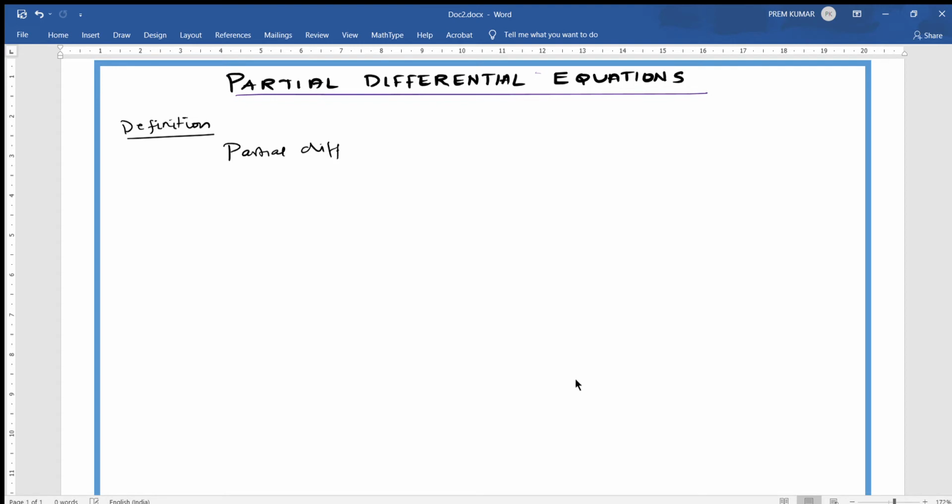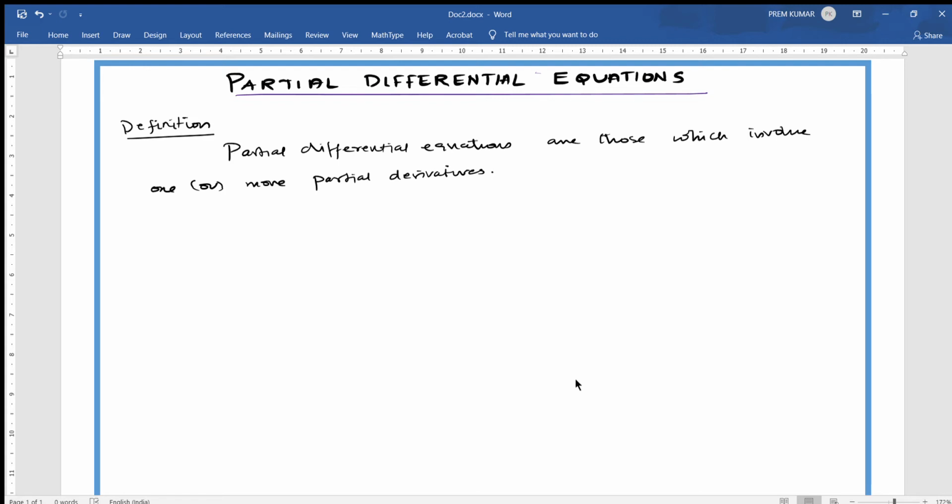Partial differential equations are those which involve one or more partial derivatives. This is the definition of a partial differential equation. It is an equation which involves one or more partial derivatives.